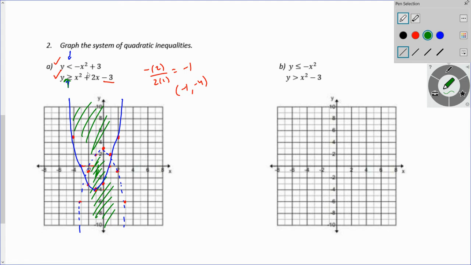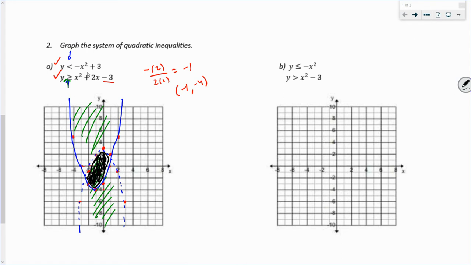Now, notice where the overlap is. The overlap that we really want is right where it works for both inequalities. When we're graphing a system of inequalities, we are looking for the place where it works in both inequalities at the same time. So where that works is where that overlap shading was, and that's our solution set.